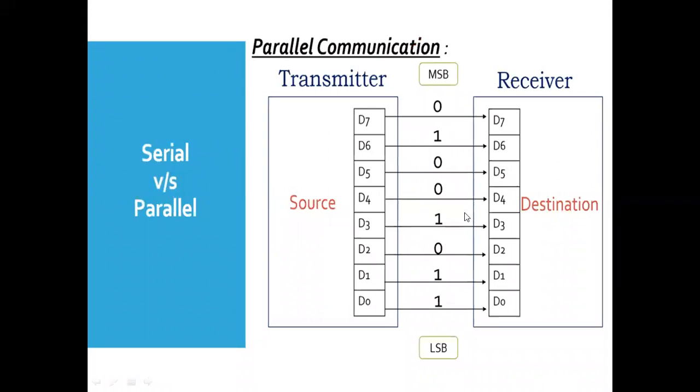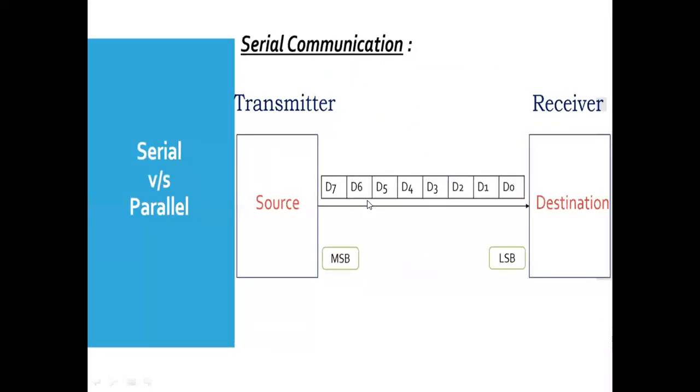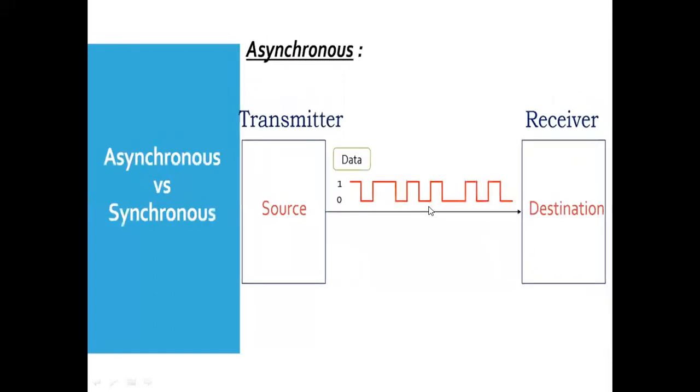So this is parallel communication. You are sending 8 bits of data at a time. Serial communication means you are sending each and every one bit at a time. So this is the serial type of communication. Asynchronous means you have to frame the data with one start bit and one stop bit and 8 bits of data. So that is one asynchronous type of communication.